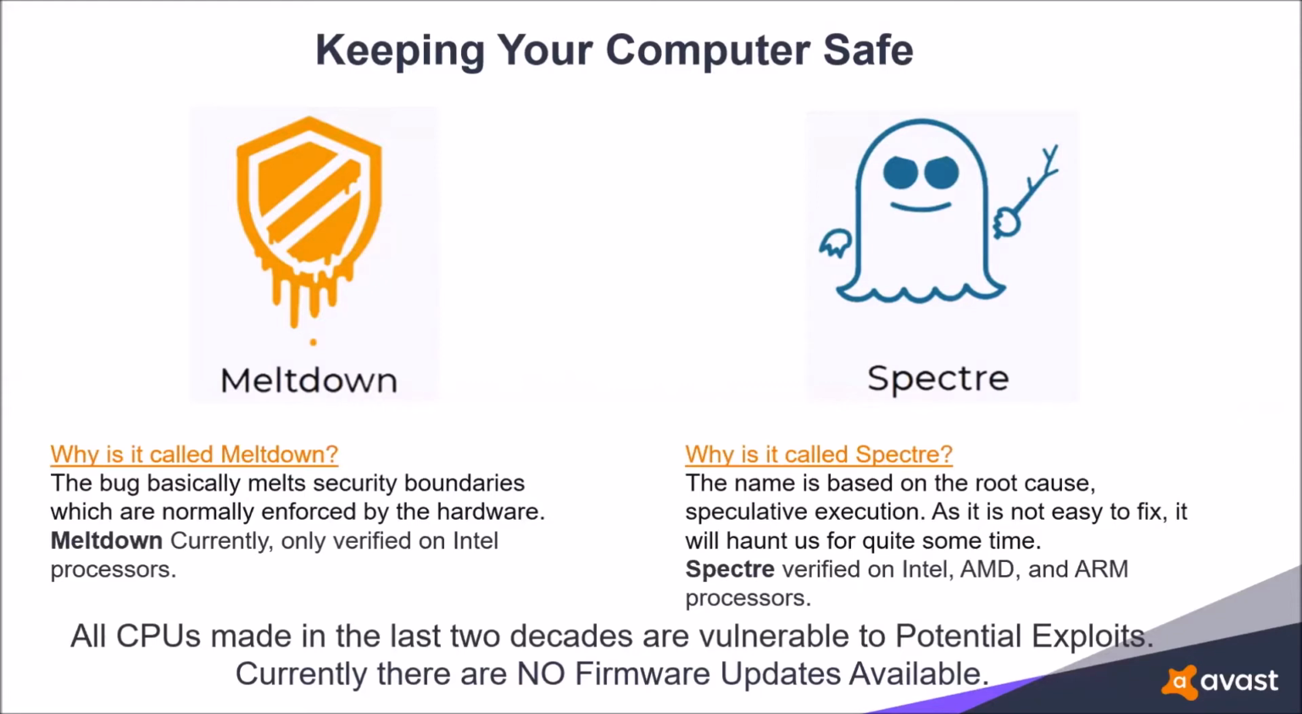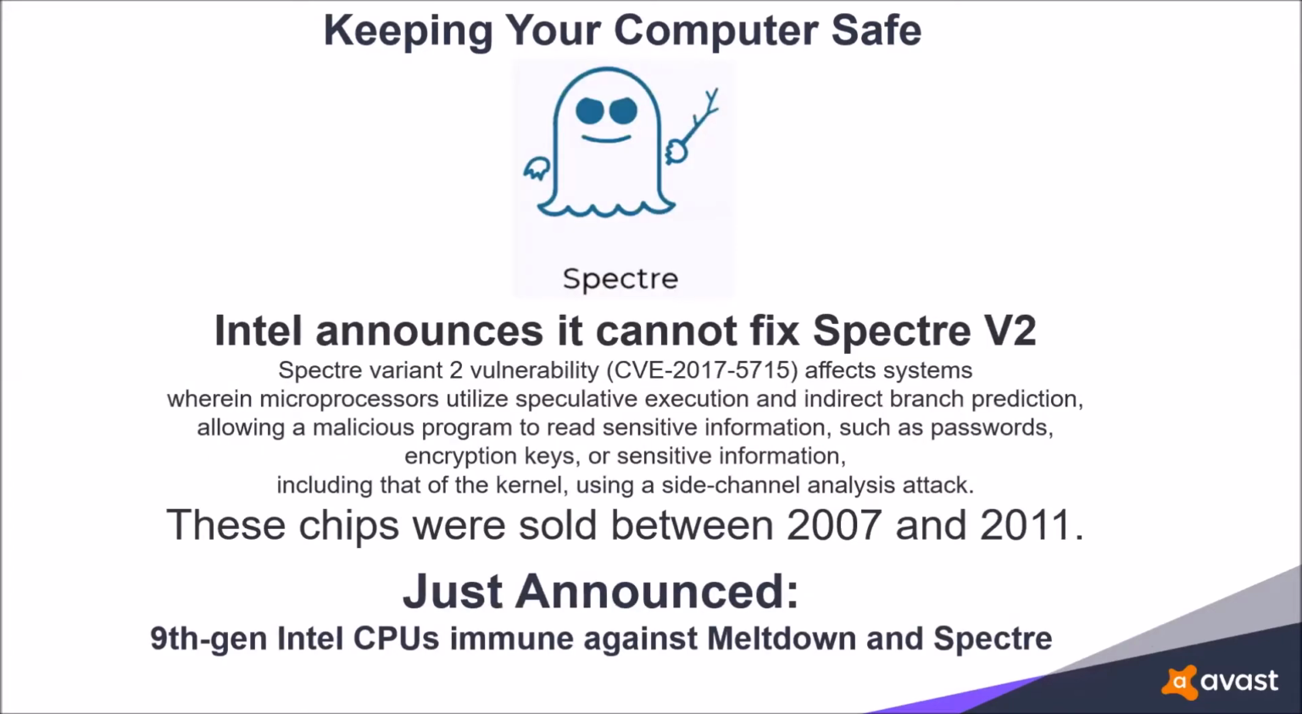Since there is no hardware solution to this problem, the only fix is through software, and anytime you update hardware with software, you tend to slow down that operating system. Intel also announced that for Spectre version 2, if you have a chip manufactured between 2007 and 2011, there is no fix, hardware or software. The only way for you to stay safe if you have one of these older computers is to go out and buy a new one.